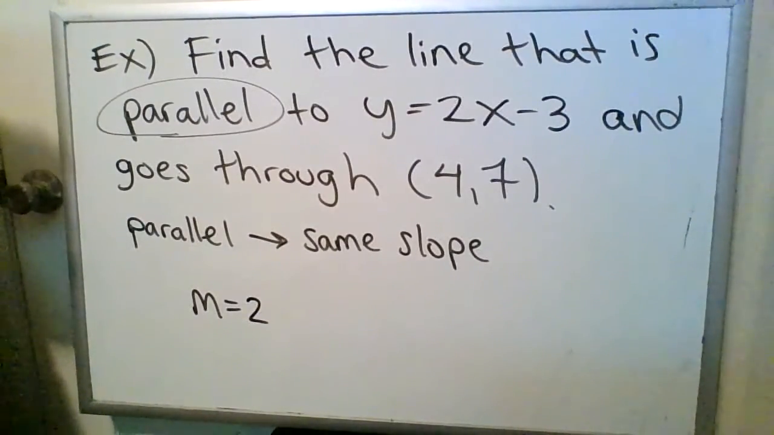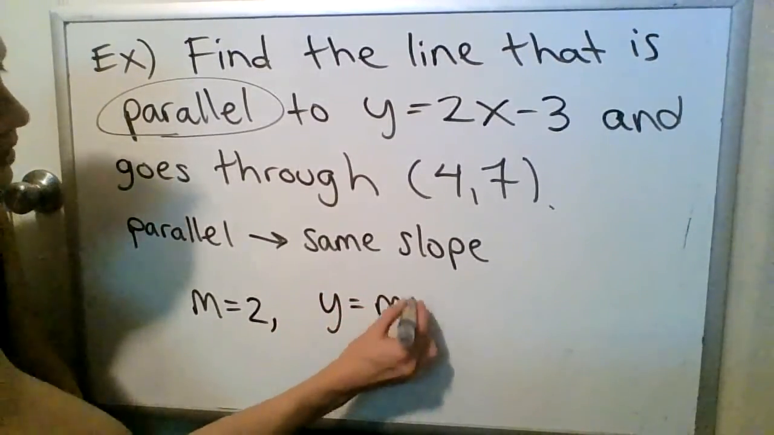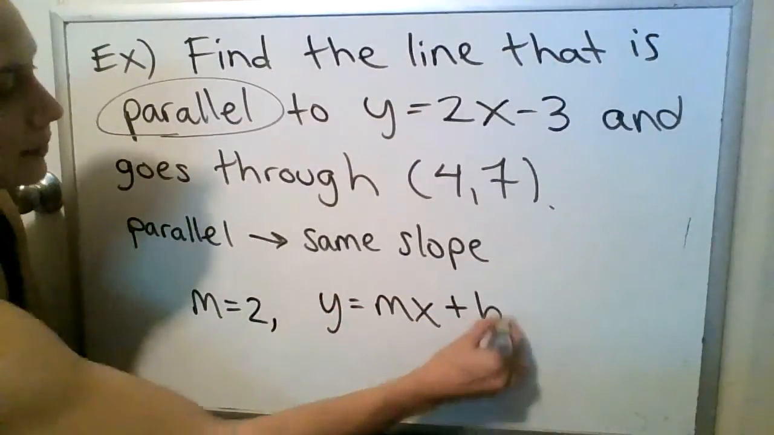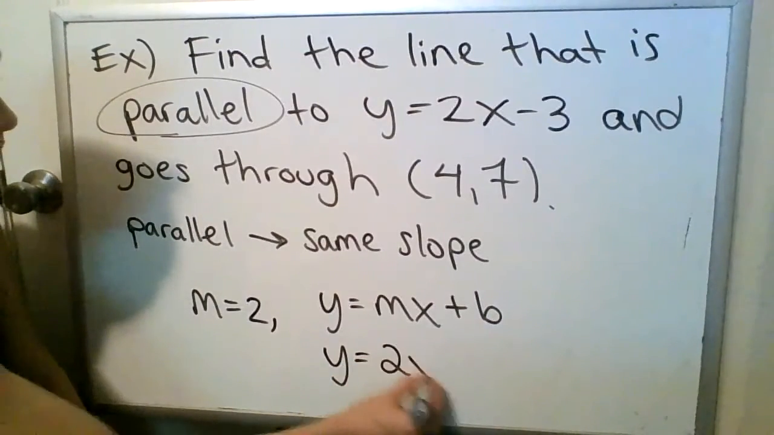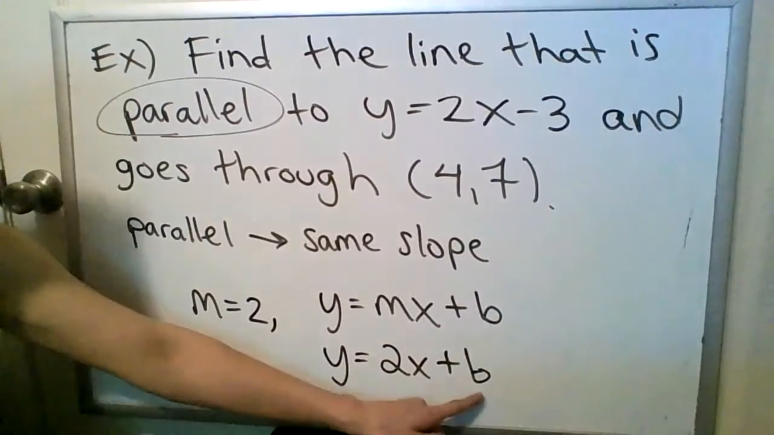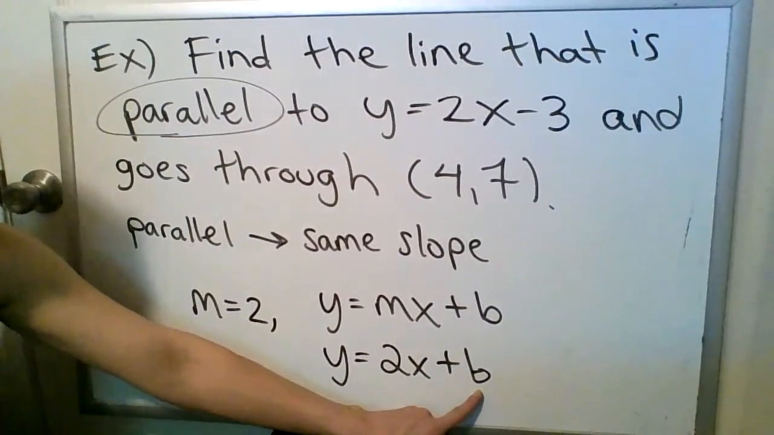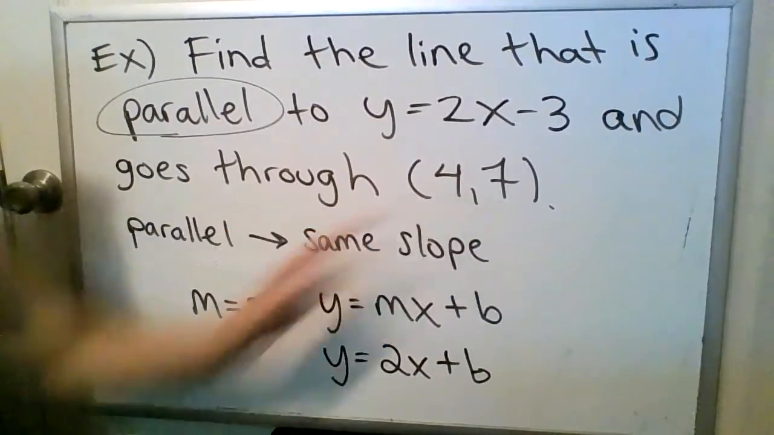And you can use point slope form or y equals mx plus b. I like the y equals mx plus b. And I already know what m is, it's 2. So I just need to figure out what b would be. And I can use the point with x equal to 4, y equals 7.